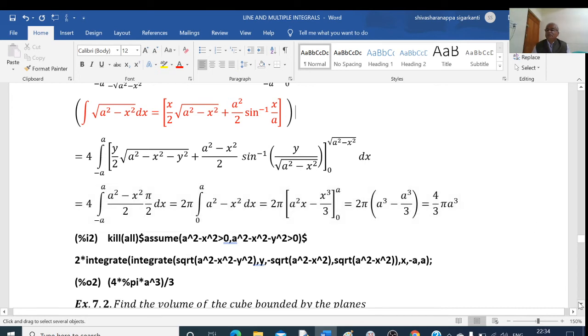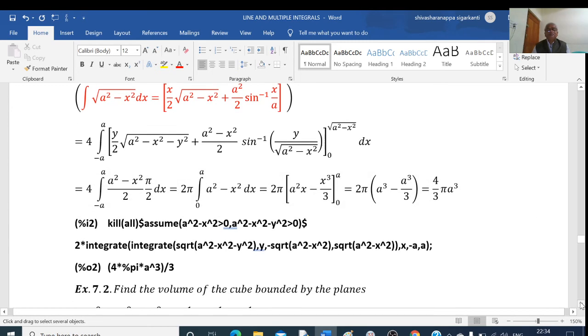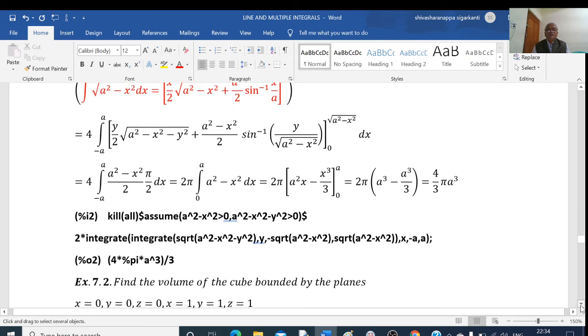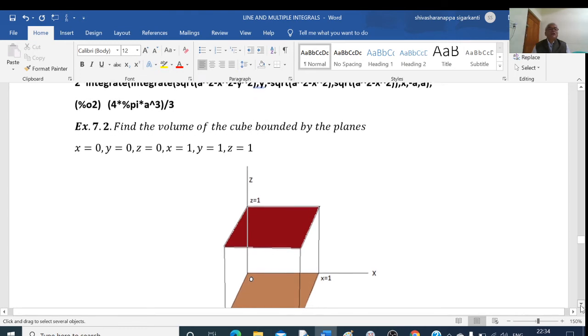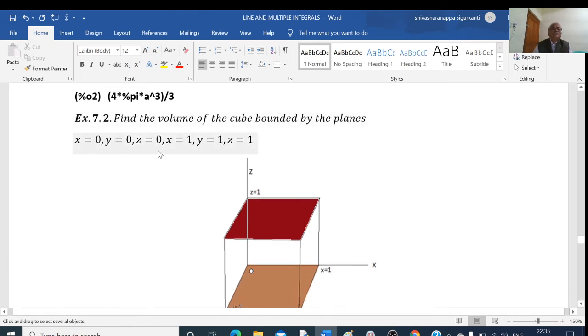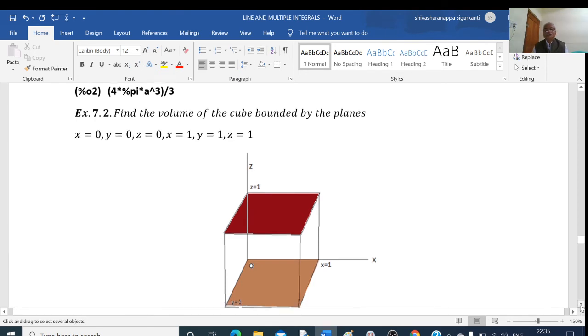Okay. Next example: find the volume of the cube bounded by the planes x equal to 0, y equal to 0, z equal to 0, x equal to 1, y equal to 1, z equal to 1. Okay.